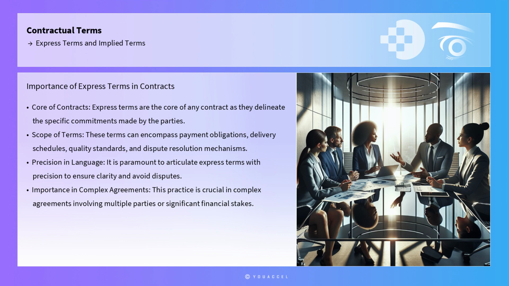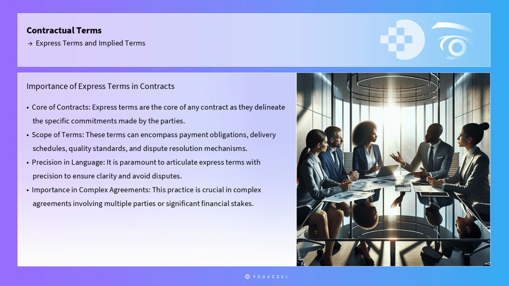Express terms are the core of any contract, as they delineate the specific commitments made by the parties. These terms can encompass a wide range of stipulations, from payment obligations and delivery schedules to quality standards and dispute resolution mechanisms. To ensure clarity and avoid disputes, it is paramount to articulate express terms with precision.